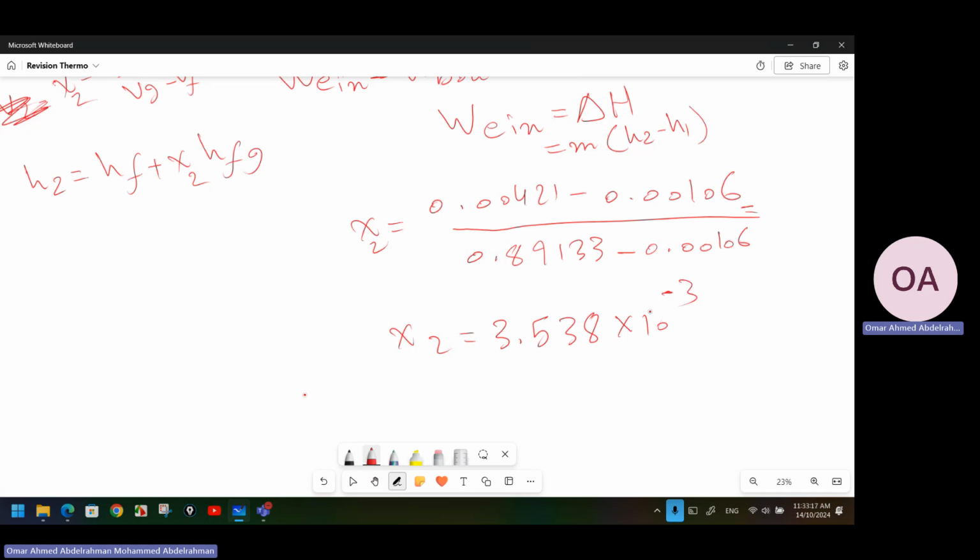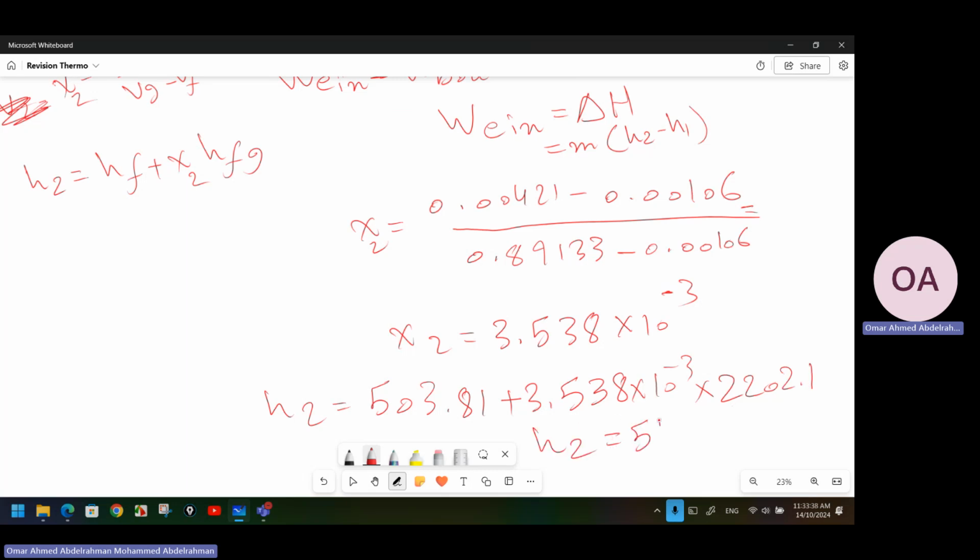Then I will use this value in order to calculate H2. I will get Hf, which is 503.81, plus x2, which is 3.538 times 10 to the power negative 3, times Hfg from the table at the 120 degrees Celsius temperature, 2002.1. So H2 will equal 511.6 kilojoule per kilogram. Now I will replace the values of H2 and H1 in the energy balance equation in order to calculate W_en. Then I will divide W_en by the time change, delta T, 600 seconds, in order to get the power.